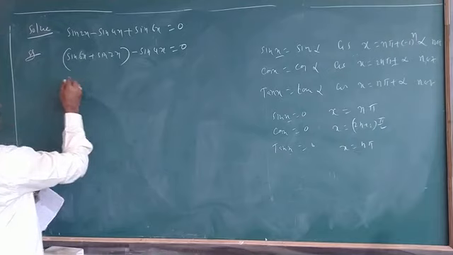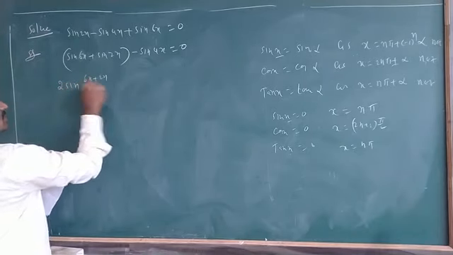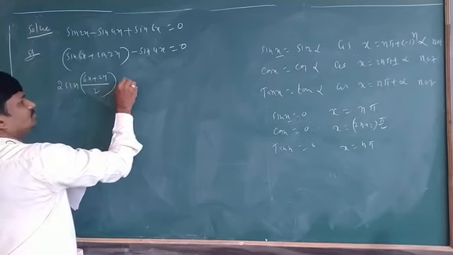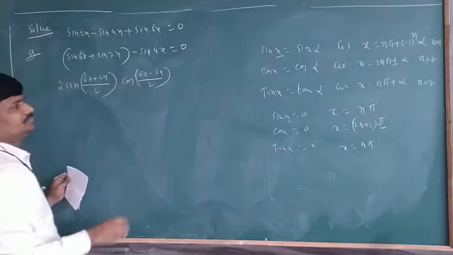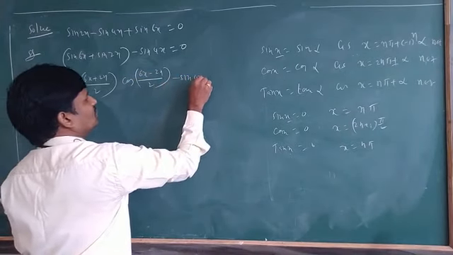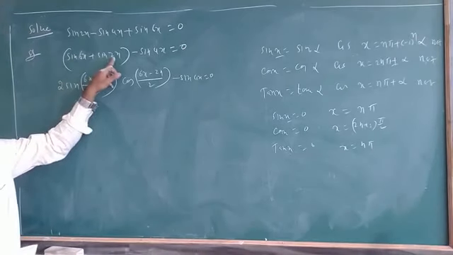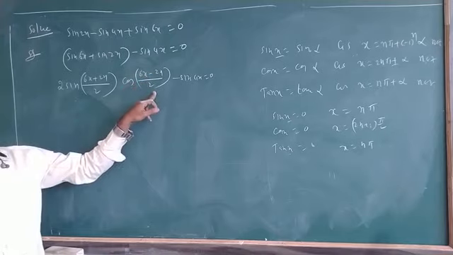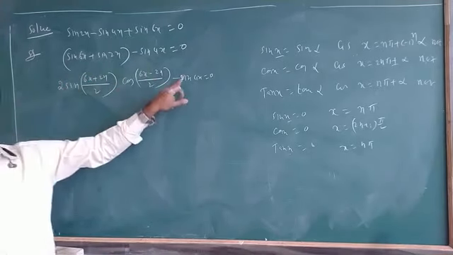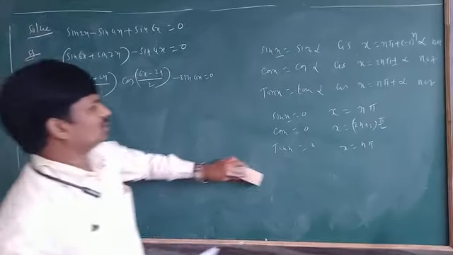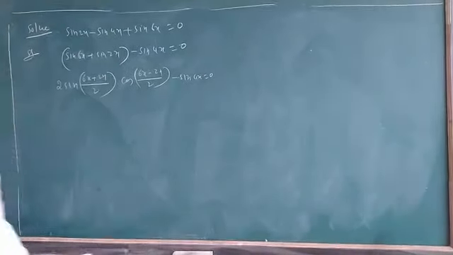Sin c plus sin d is 2 sin of (c plus d) by 2 cos of (c minus d) by 2, minus sin 4x equal to 0. Yes, sin c plus sin d, and the remaining term stays the same. I will write it again later if you need. So let us simplify this one.